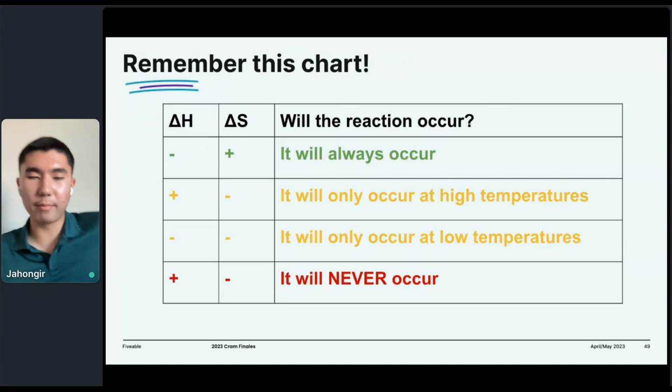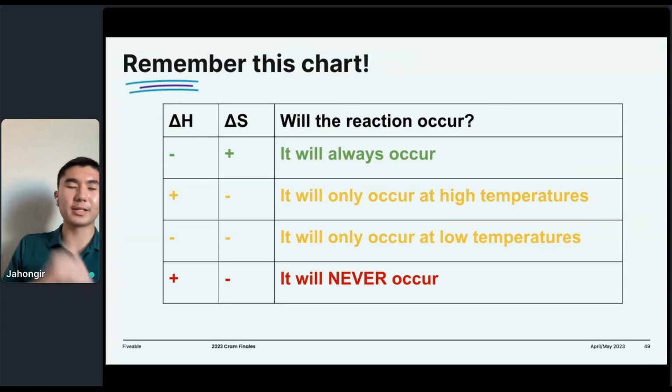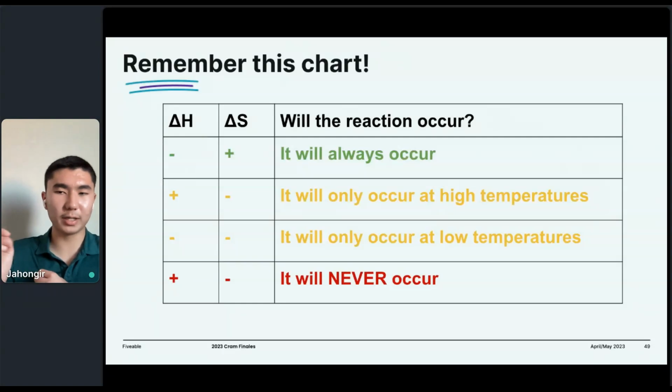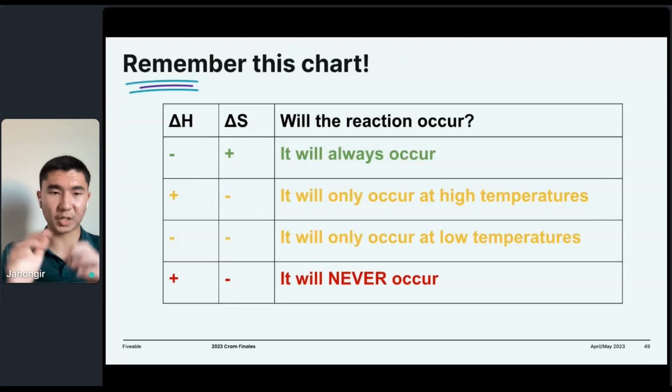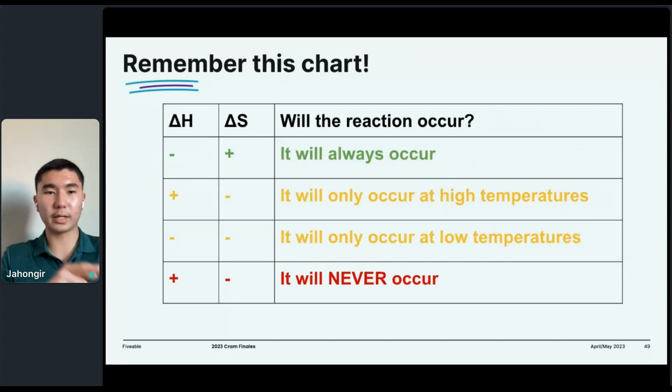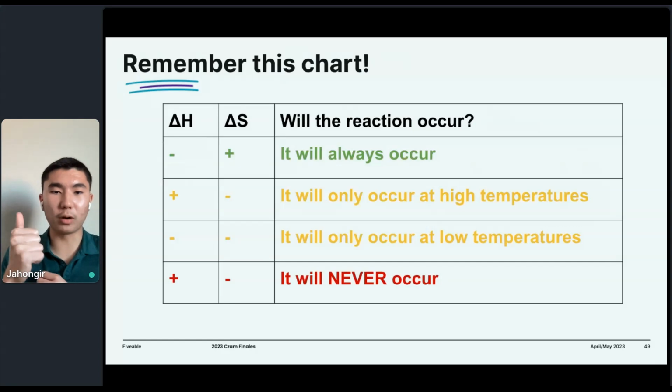So you're going to have to remember this chart, memorize it before the exam. And it's when we have our exothermic reaction, or our delta H is negative and our delta S is positive. And this will always occur. This is always thermodynamically favorable, no matter what. Now, if we look on the flip side, when we have an endothermic reaction, or when our delta H is positive, and the delta S is positive, then this will only occur at high temperatures, because when we're looking at our equation, delta G equals delta H minus T delta S, we need it to be more negative, so we're going to need more temperature.